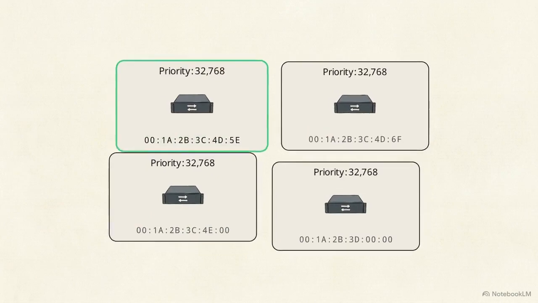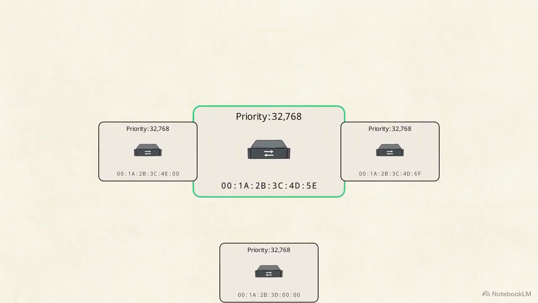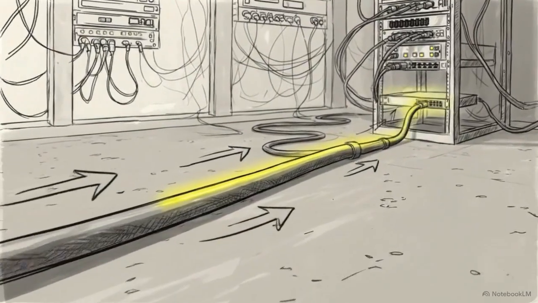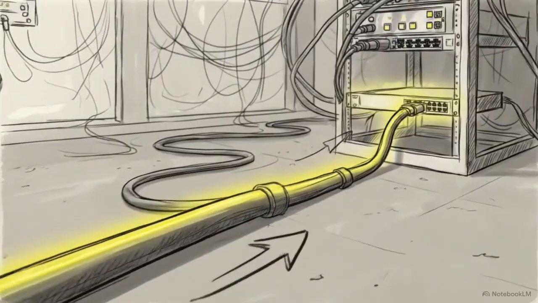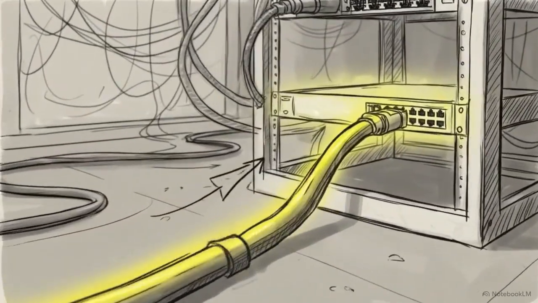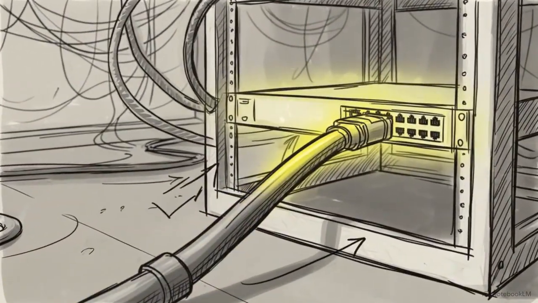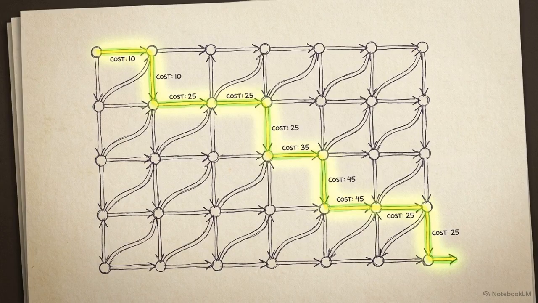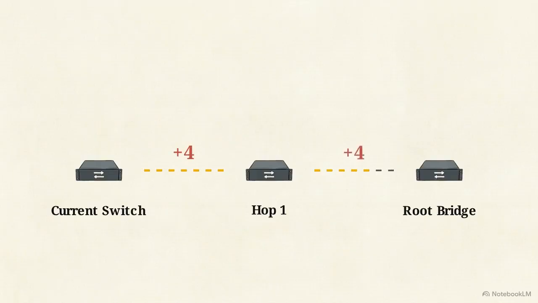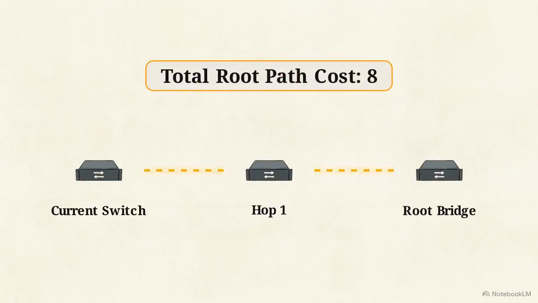This elected root bridge becomes the absolute logical center of the network. Every other calculation and path cost will be measured directly from this specific point. With the center established, the algorithm enters its second phase. Every non-root bridge must now map out its best route to reach that root bridge. They do this by calculating the root path cost, which is the cumulative sum of the link costs between the current switch and the root bridge.